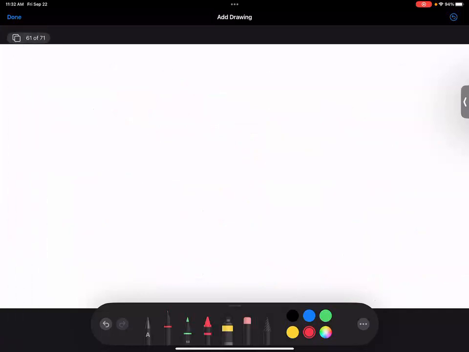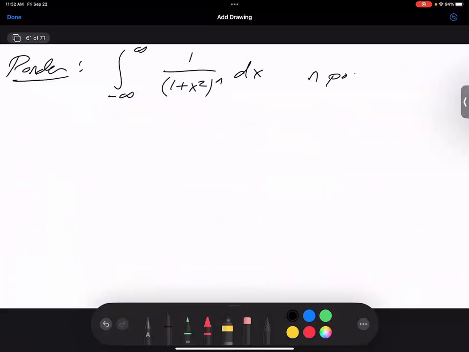So things to ponder. Do you think you could do this integral? 1 over 1 plus x squared to the n dx. n is a positive integer. Do you think this would be easy or hard?